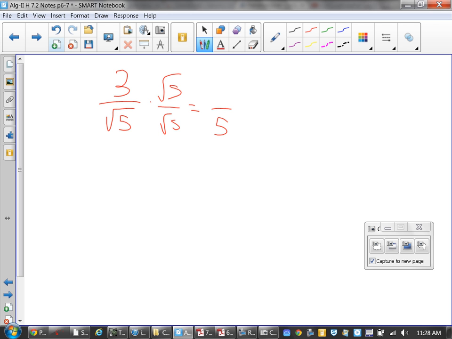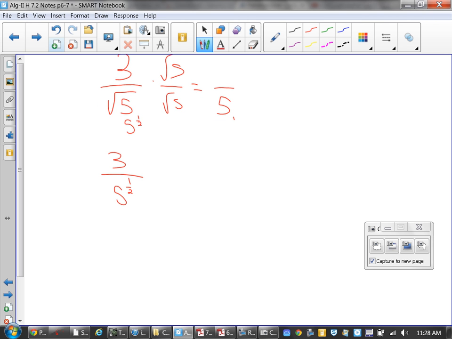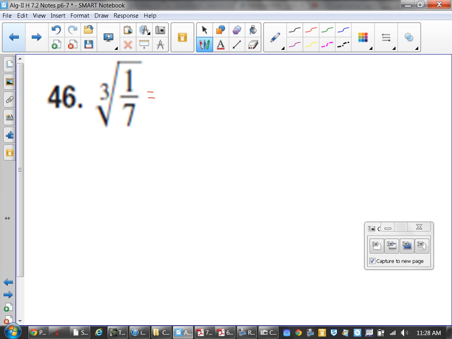Now, what I want to show you here is what you're doing exponentially. This is 3 over 5 to the 1/2. This is 5 to the first power, isn't it? Notice how underneath the radical there is the same base. They're both 5s. What's the exponent for both of these bases? 1/2. So 5 to the half times 5 to the half equals 5 to 1, right? Yeah. You're creating a power of 1 in the denominator. That's how you rationalize.